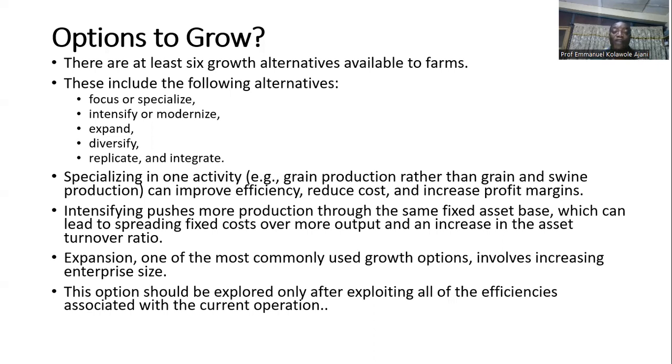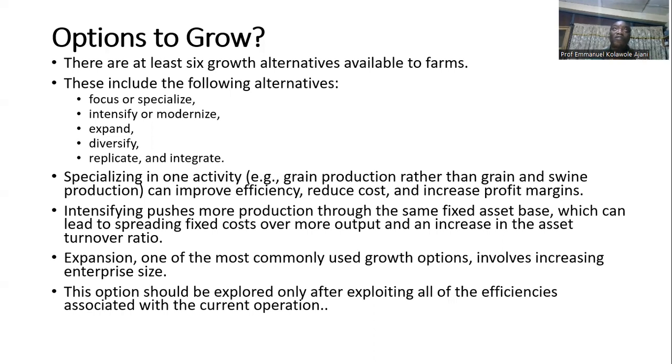When you intensify, you are pushing more production through the same fixed asset base. When you push more production through the same system that you are using, the same number of ponds, it can lead to spreading the fixed cost over more output and an increase in asset turnover ratio. I'm studying some farms in Nigeria, like in Kwara State.